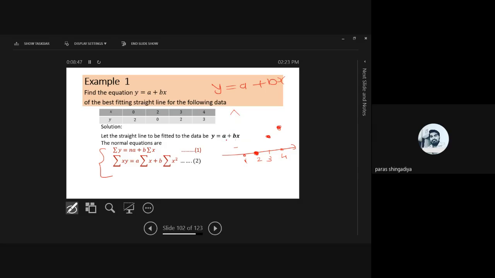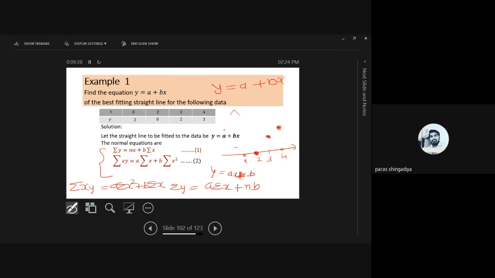If I change the line here, if I consider y is equal to ax plus b form, then the equations will be different. Okay, if I use the ax plus b form then the normal equations will change. Okay, what will be the first normal equation? Sigma y is equal to a sigma x, and here will come n into b. Clear? And what will be the second equation? Multiply by x, so it is sigma xy is equal to a sigma x square plus b sigma x. That will be the form for ax plus b.